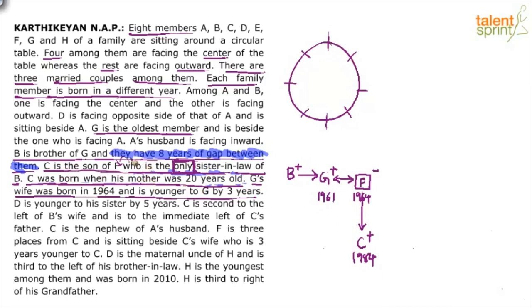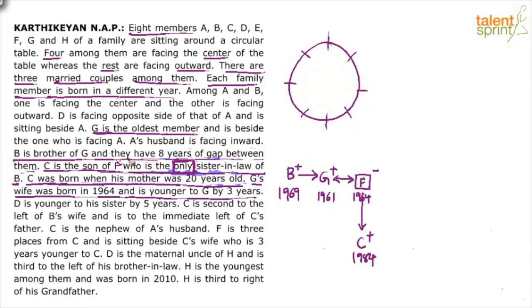Now look at this. B is the brother of G and they have 8 years of gap between them. I know the year of birth of G is 1961. We had also discussed that G is the oldest member. So B has to be younger than G, by 8 years. So if G was born in 1961, B was born in 1969. How do we know B is younger? Because G is oldest, B cannot be older than G. So I think we have got a good part of the family diagram there, right?